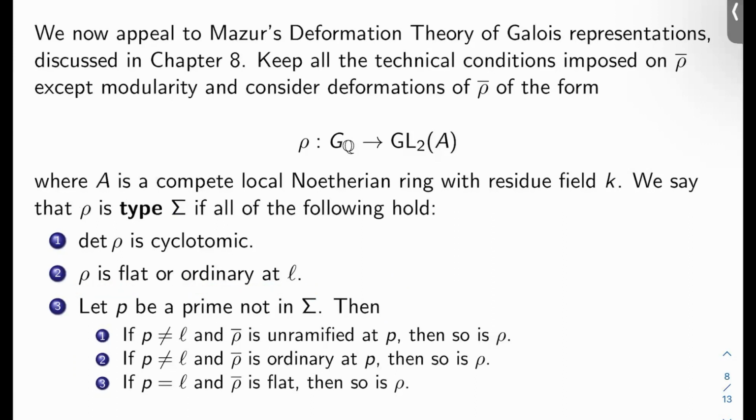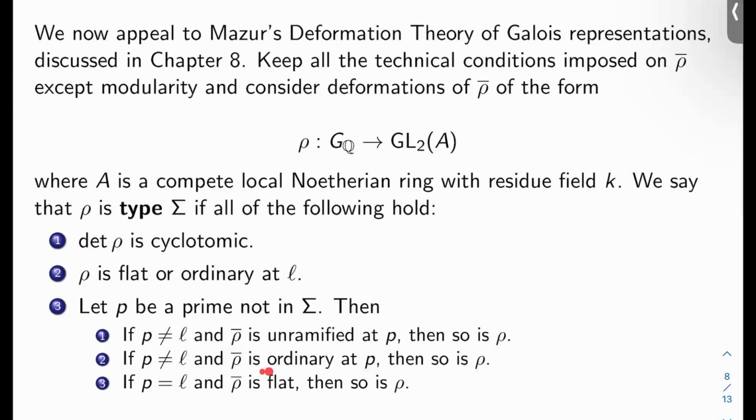And then, again, here's this whole, we want good behavior outside sigma thing that I've been talking about for 2 videos now. Let P be a prime not in sigma. Then, I want to make sure that if P isn't L and rho bar is unramified at P, then so is rho. Unramification should lift. If P isn't L and rho bar is ordinary at P, so is rho. I want ordinariness to lift. Okay, I want all the good properties to lift.